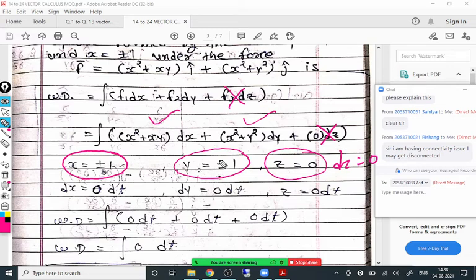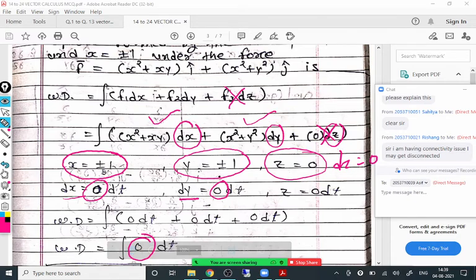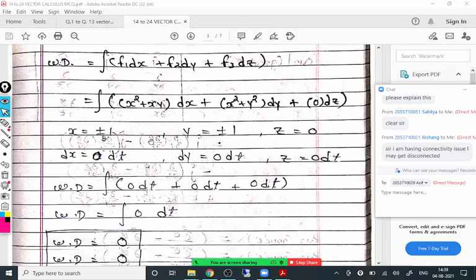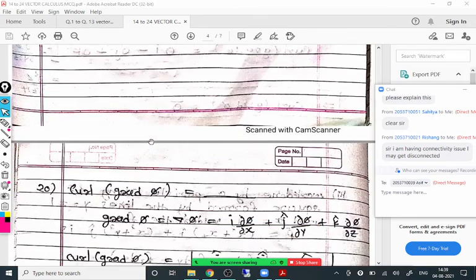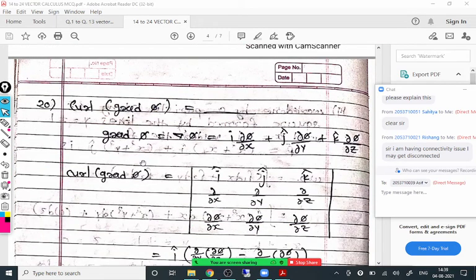See, x is 1, y is 1. No need, sorry, that is also not required. If x is plus or minus 1, dx is 0, and if y is plus or minus 1, dy is also 0. So if dx, dy, dz are 0, work done is 0. That's correct. So simple. Whenever the boundaries are constant and it is a closed path, remember the work done is 0, obviously. I hope it's clear. Or you can check whether the vector field is conservative, that way also you can go.